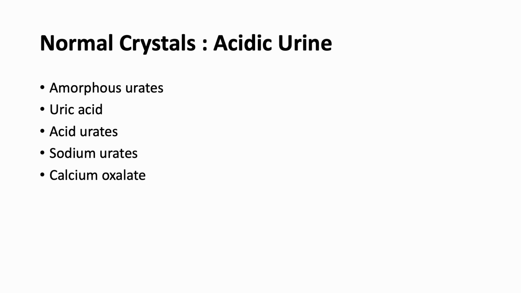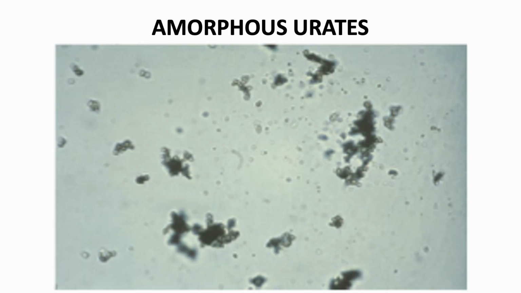Shown in this slide are the different normal crystals identified in acidic urine. Amorphous urates are one of the crystals seen in acidic urine. They appear as yellow-brown granules occurring in clumps and are often encountered in refrigerated urine specimens.